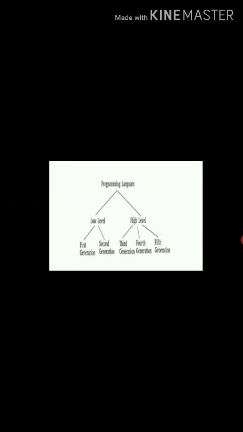These are mainly of two types, low level language and high level language. Low level language is also divided into categories: first generation language and second generation language. High level language is divided into three categories: third generation language, fourth generation language and fifth generation language.